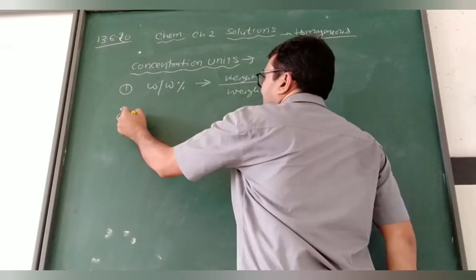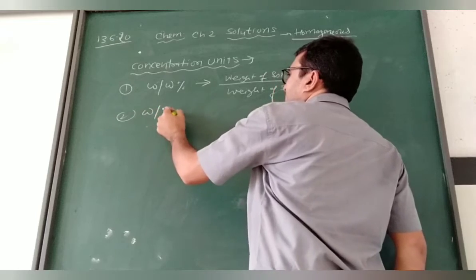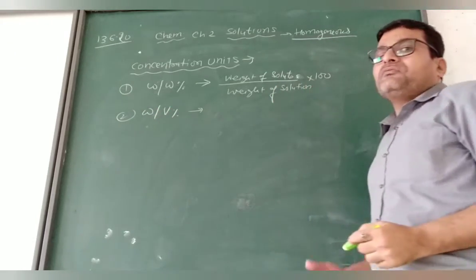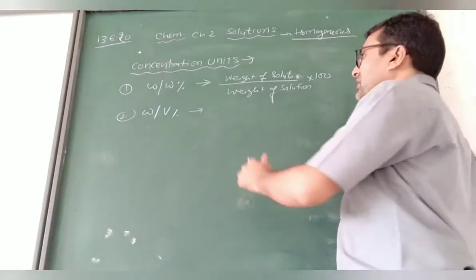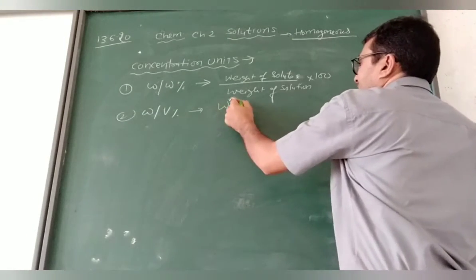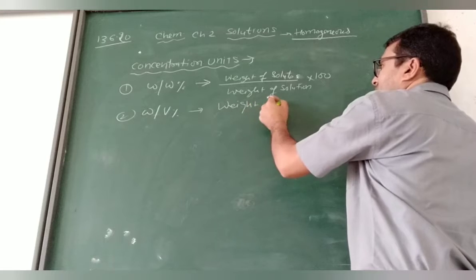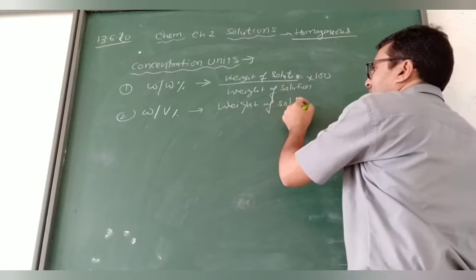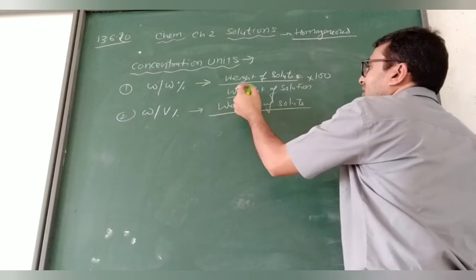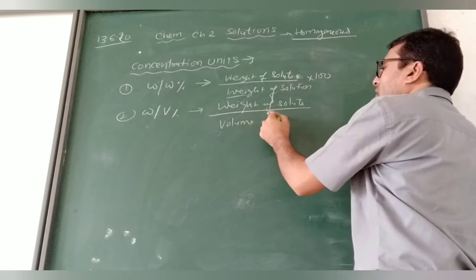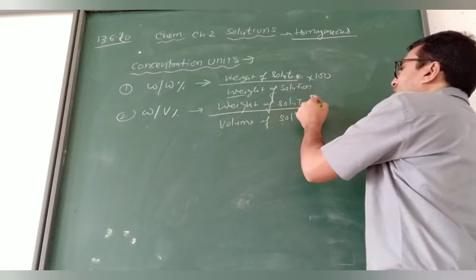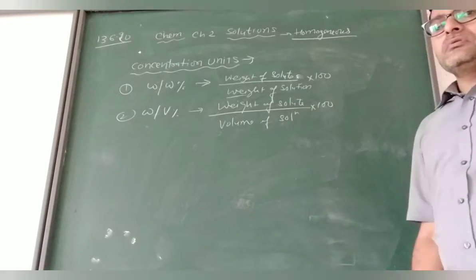Second is weight by volume percentage. In weight by volume percentage we divide the weight of solute, and instead of taking the weight of solution we consider the volume of solution, into 100.